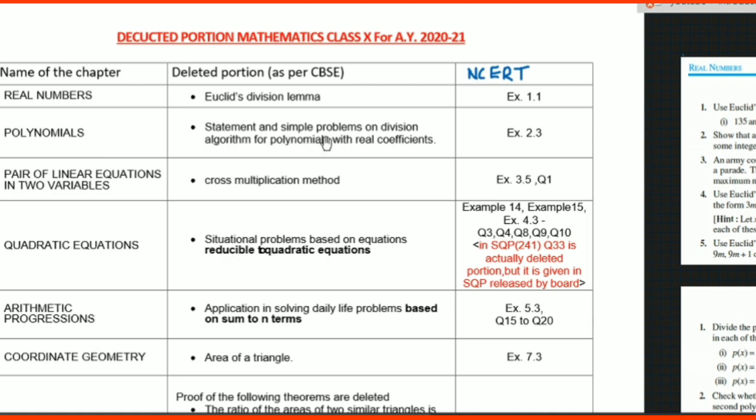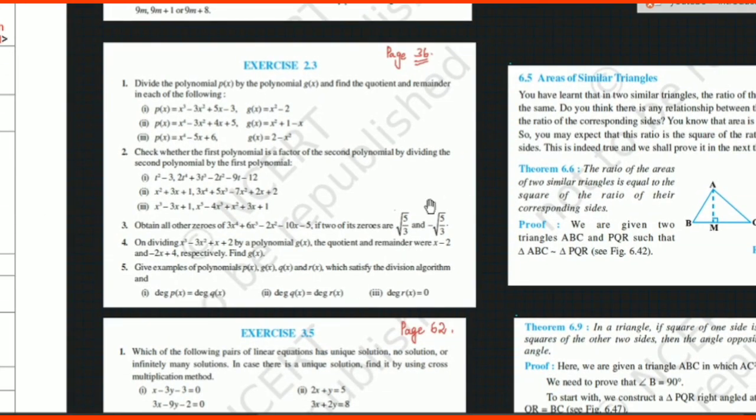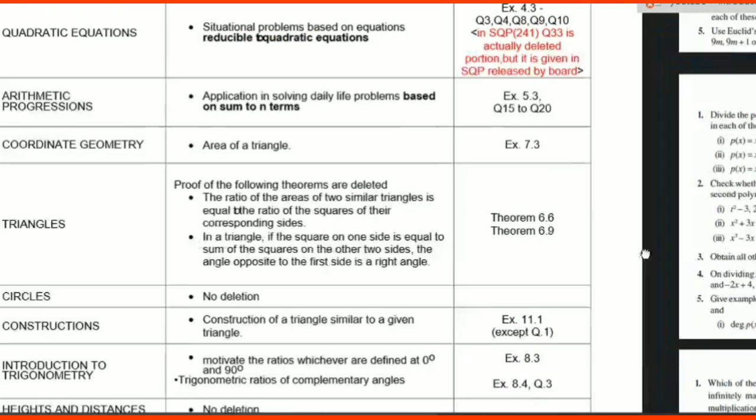The second one, polynomials. See here, the statement and the simple problems on the division algorithm for polynomials with real coefficients. The sums including the deleted portion are in exercise 2.3. Exercise 2.3, this is page number 36. So these are the 5 questions based on the deleted portion from the chapter polynomials.